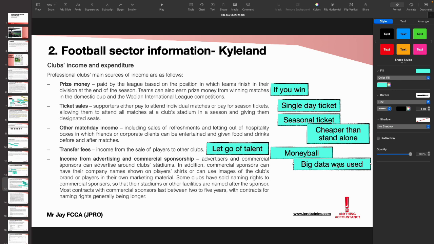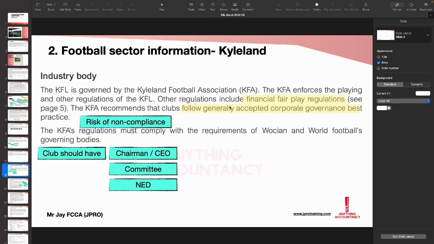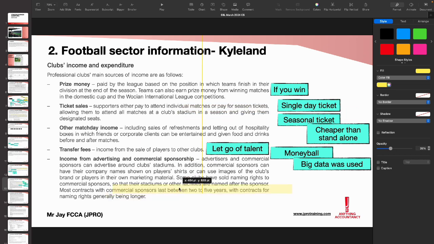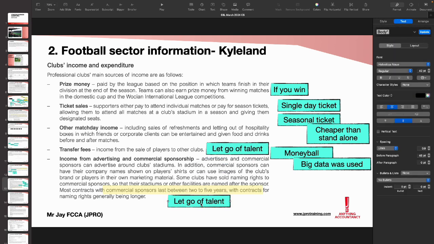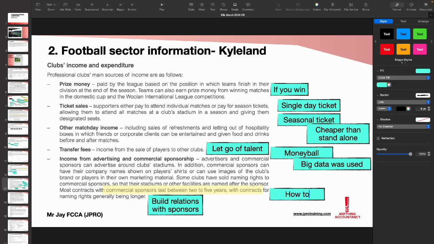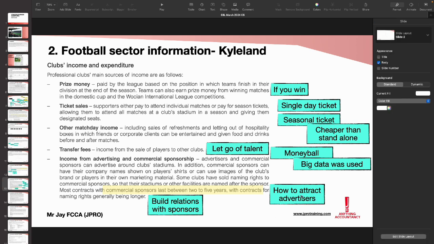Most contracts with commercial sponsors last for 2 to 5 years. This is important. Contracts for naming rights can generally be longer. So do be aware of that contract and whether the contract can expire or not. I think this is an important idea for you, because you may have to think about how to build relationships with the sponsor, because you're going for a long-term relationship, 2 to 5 years, and also how to attract advertisers, and those are things you have to consider.